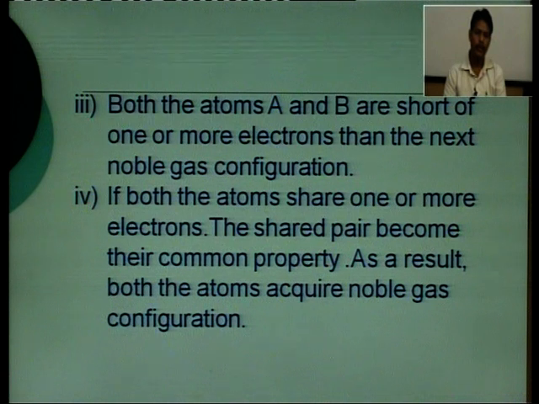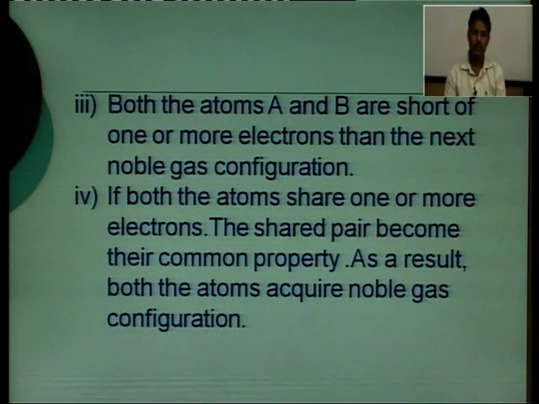Both the atoms A and B are short of one or more electrons than the next noble gas configuration. For example, hydrogen is 1 electron short of helium, that is a noble gas, and oxygen is 2 electrons short of neon. Fluorine is 1 electron short of the next noble gas, that is neon. So if both the atoms share 1 or more electrons, the shared pair becomes their common property.